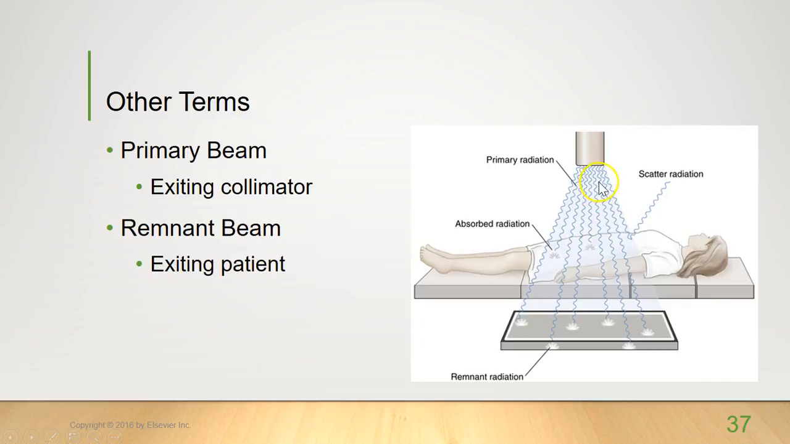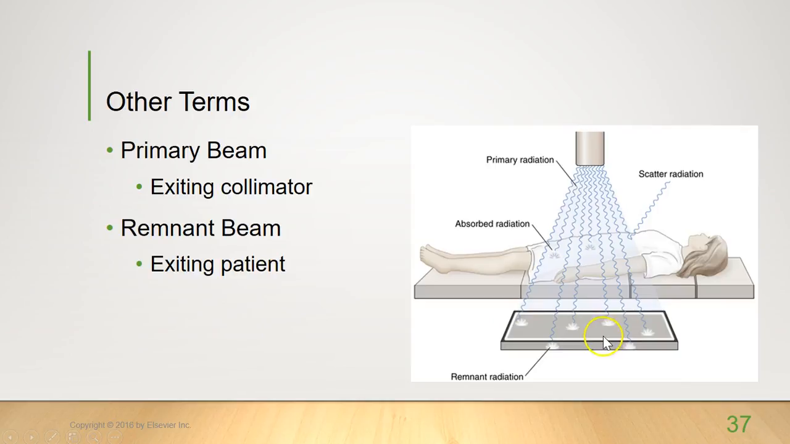Now, I want you to notice if you start counting these squiggles, this is absorbed, it doesn't leave the body. This is scatter, it went off in another direction. So the only thing that comes through is called remnant, which is what comes out or exits the patient. What exits the patient is what actually hits your receptor.